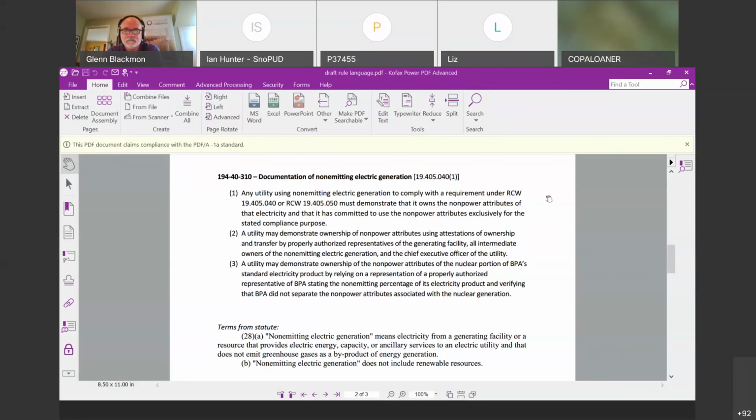Now, my question is the word verifying in sub 3. It looks like that applies to the utility. If it applied to Bonneville, we're prepared to state and verify that we didn't sell off the non-power attributes, but I'm not sure how the utility would verify. Thanks. Sure. The way I read that sentence is that the BPA representative verifies that BPA did not separate. And that's what the utility would then rely on. They'd say, look, here's my piece of paper in which BPA's authorized representative verified that they didn't separate non-power attributes associated with their nuclear. Okay, that sounds good. Thank you.